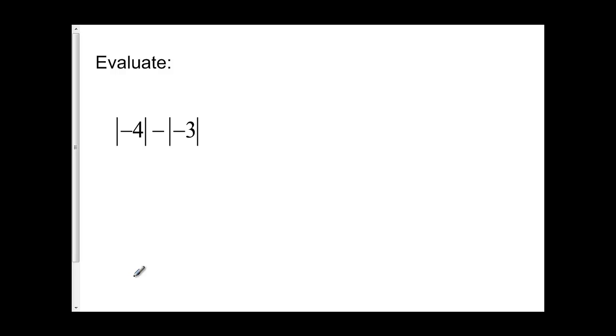So if I'm trying to find this equation where I've got the absolute value of 4 minus the absolute value of negative 3, the absolute value of negative 4 is going to be positive 4. The absolute value of negative 3 is going to be positive 3, which is going to leave me with a value of 1.